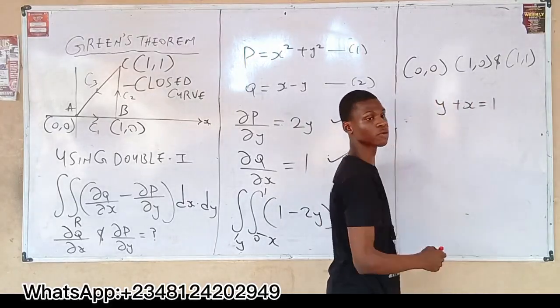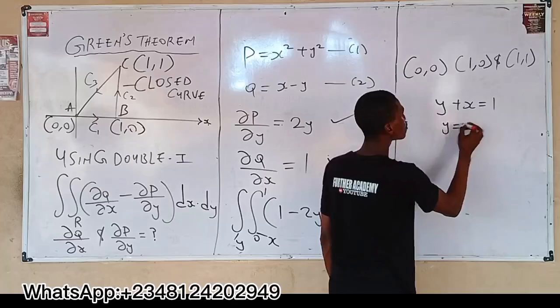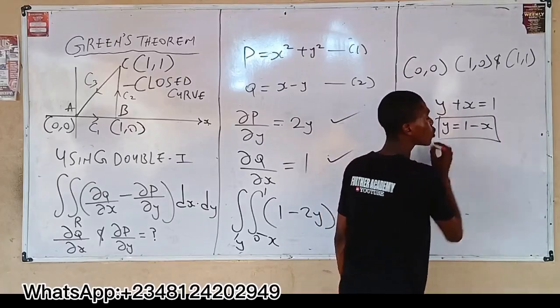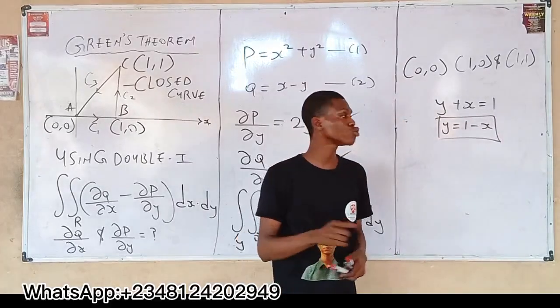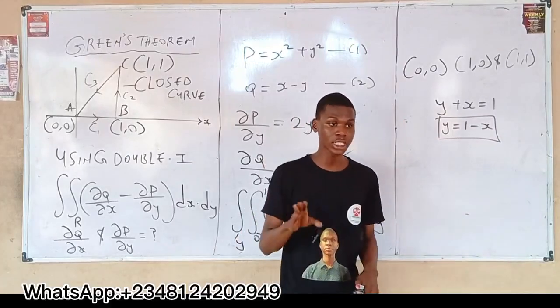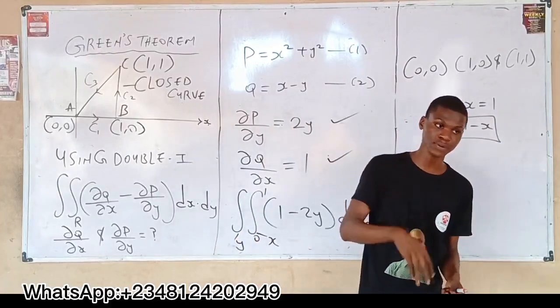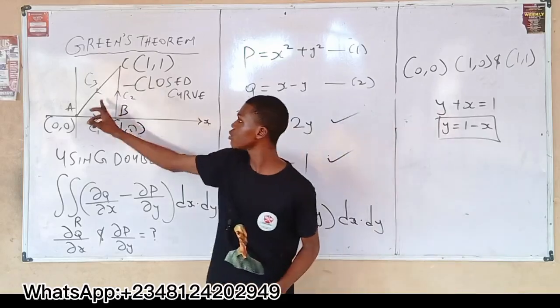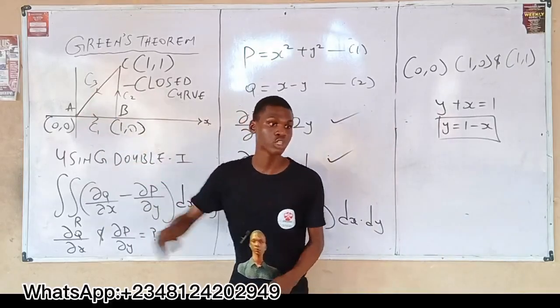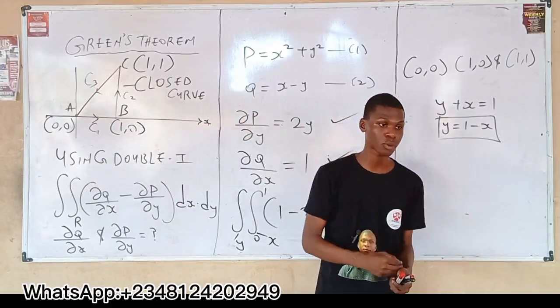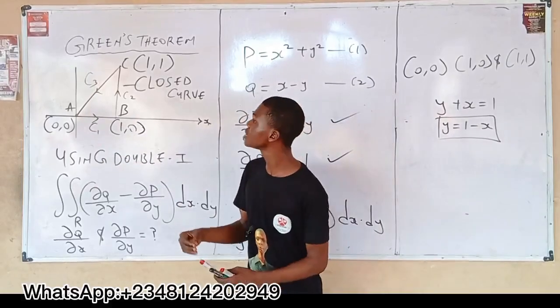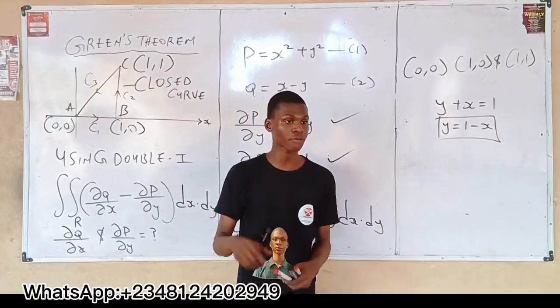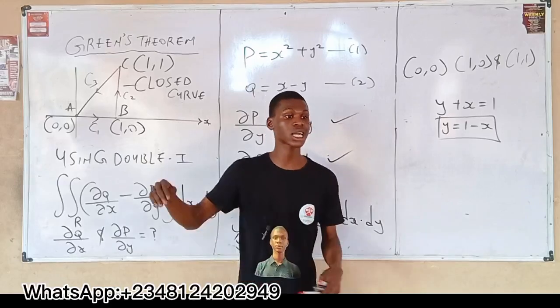Meaning make y the subject of the formula. That becomes y equals 1 minus x. So what this implies is that generally for y, the lower limit of y is where it is starting from. As far as this, you have your closed curve as a triangle. The lower limit of y is where it's starting from. Then the upper limit is the equation of the curve, the equation of the slanted line.